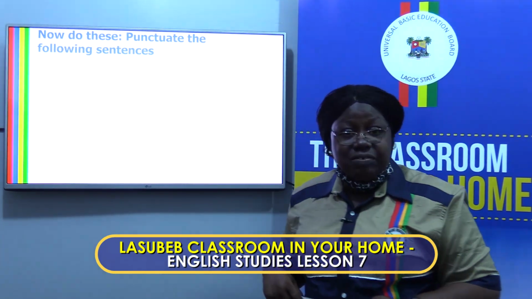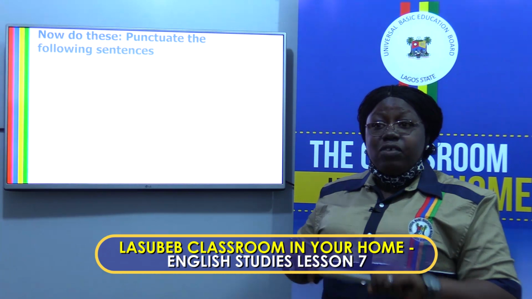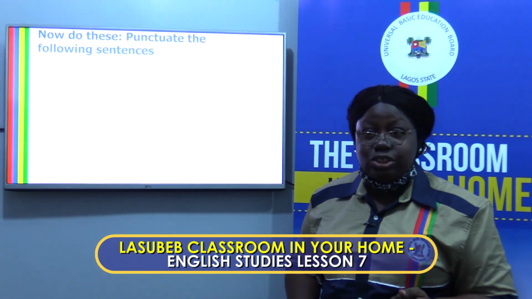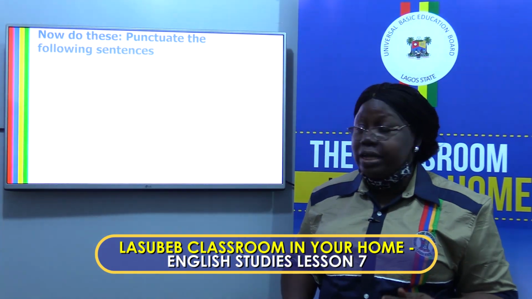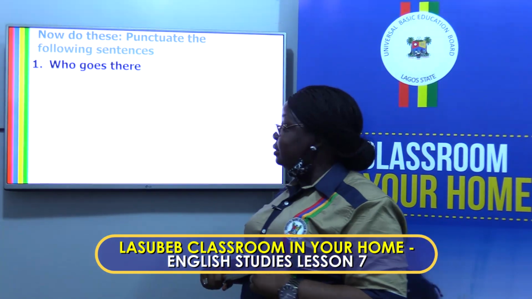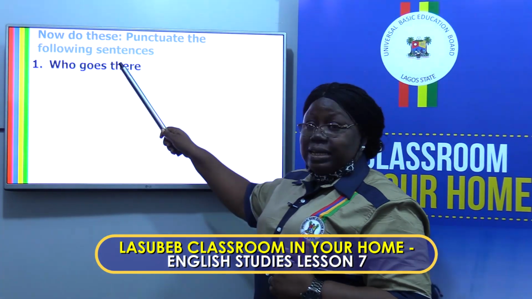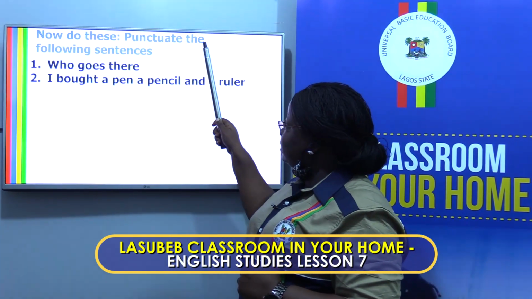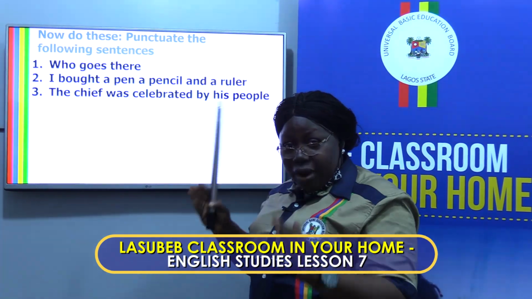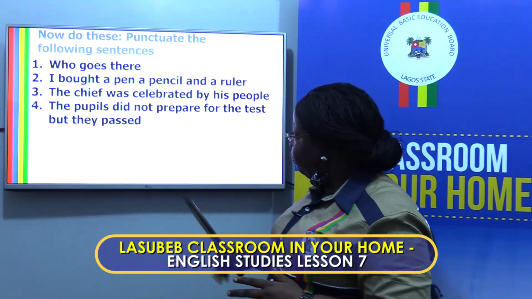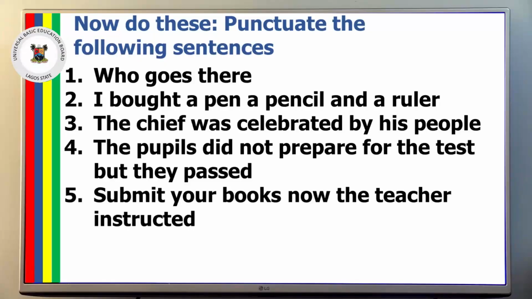Now it's activity time. If you have been giving me 100% attention, it is time to show it by doing these exercises. Punctuate the following sentences. You put the correct punctuation marks in these sentences. You have 1 minute to do the exercise, and your time starts now.